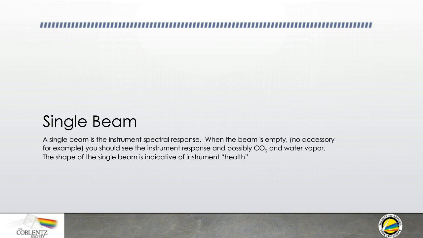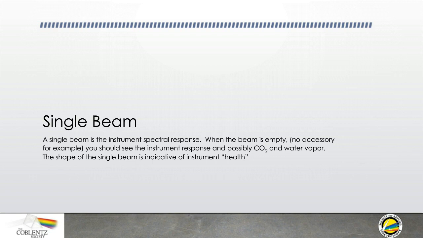And the single beam is basically the instrument's response to the light that's passing through when the spectrometer beam is empty. No accessories, no sample holders. And with that, you should see possibly a little bit of carbon dioxide and a little bit of water vapor. And the shape of this single beam will be indicative of what the health of the instrument is.